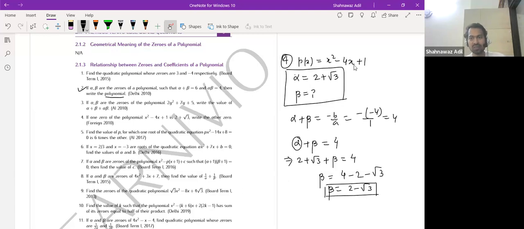No need to solve this quadratic equation, right? Is this clear to you guys? Yes, sir. Okay, quickly note it down. If you want to note it down, so quickly note it down.